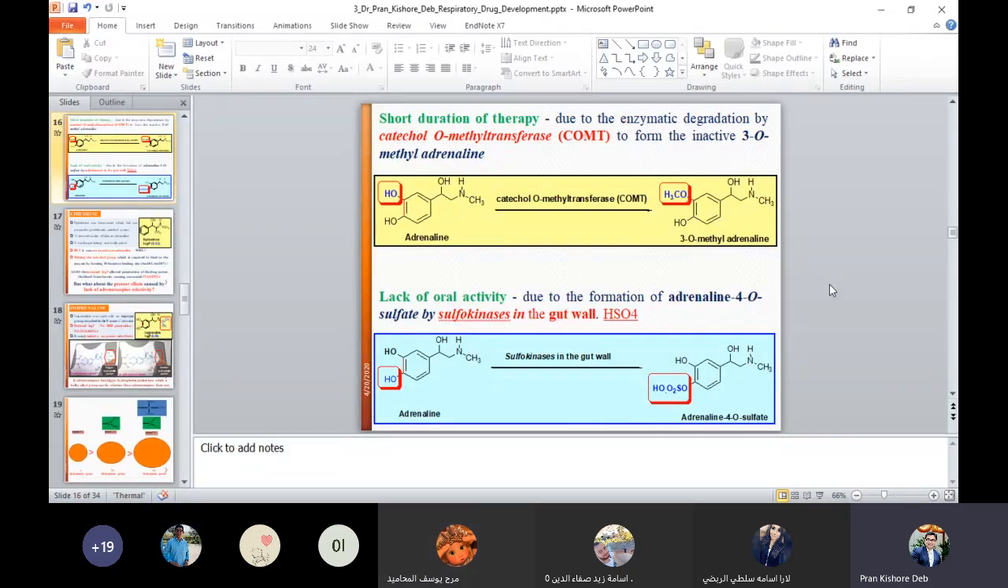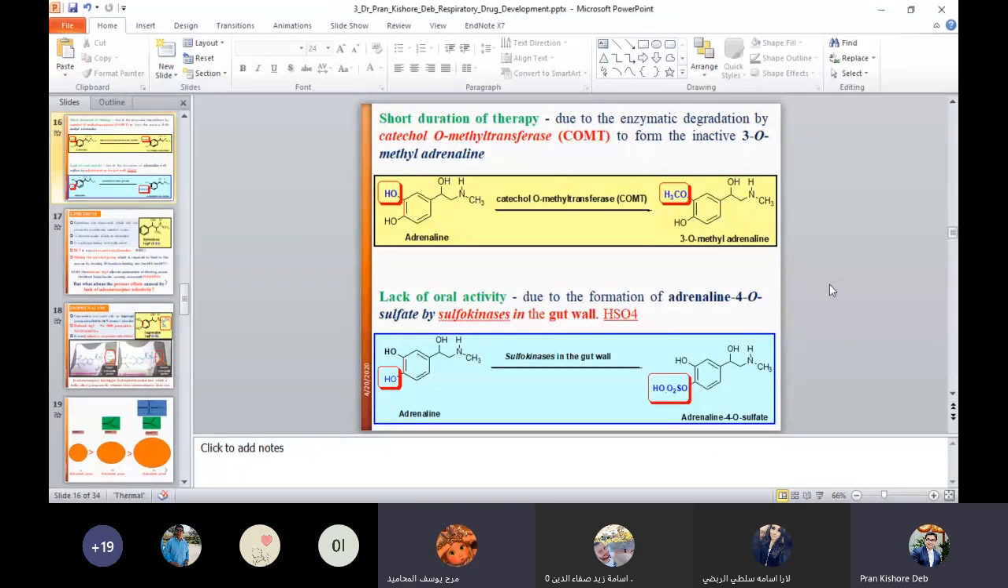Is it clear? The example of drug may change, but whenever you see the catechol system, you understand that it may undergo attack by the sulfokinase in the respiratory drugs. Is it clear, all of you? Yes or not? Okay.